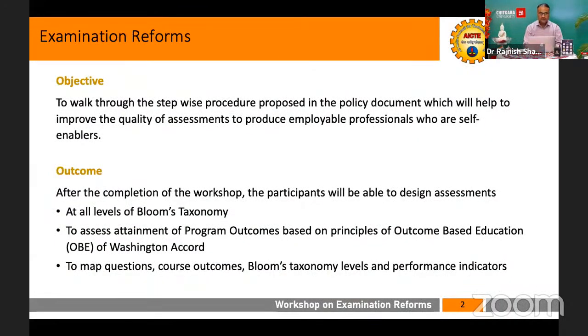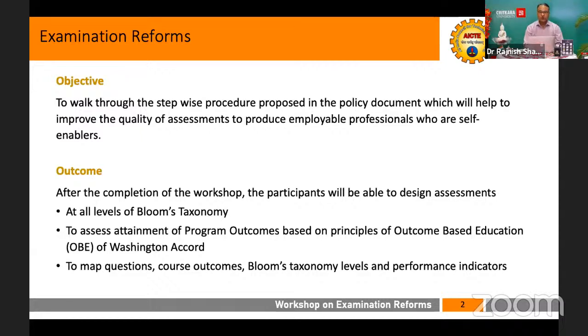As is very clear, the mandate given by AICTE is that we are organizing this workshop on examination reforms with a set objective. The objective is that we really want to walk you through the stepwise procedure proposed in the policy document on examination reforms. If you have not seen it, it is available on the AICTE website, and it will help to improve the quality of assessments to produce employable professionals who are self-enablers.